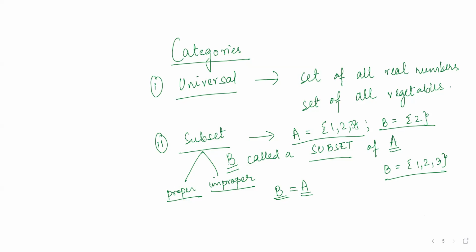अब ये सुपर सेट क्या हुआ सर? Superset is, A is 1, 2, 3, B is 2. So A is called the superset of B. That is, A contains all the elements in B and more. So A is called the superset of B.